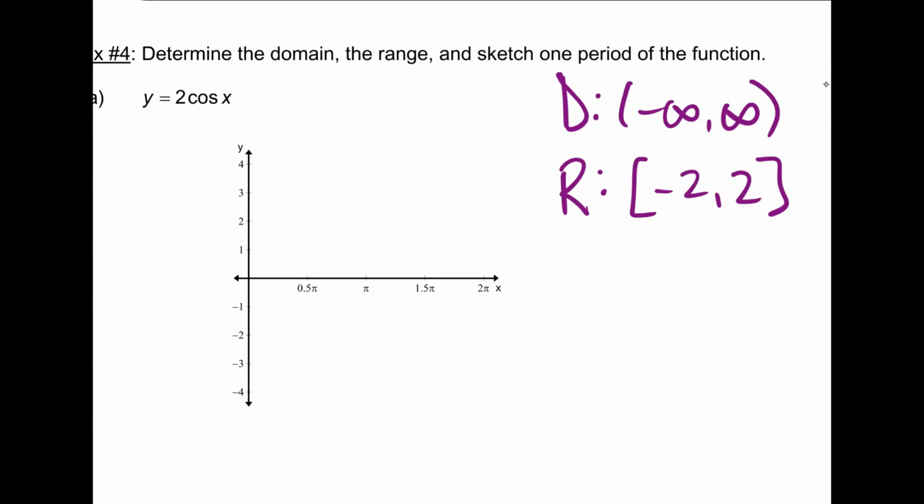So cosine starts at the max. Here we're stretching everything up by a factor of 2. And then I go to 0, min, which is at -2, 0, back to my max. So keep in mind, normally our function for cosine looks like this. This is normally cosine of x, but we can see we're literally stretching it. We're pulling it vertically, stretching it by a factor of 2.